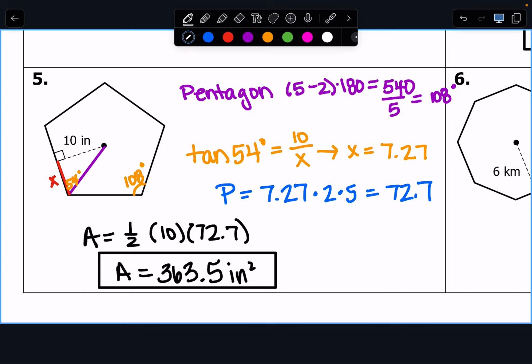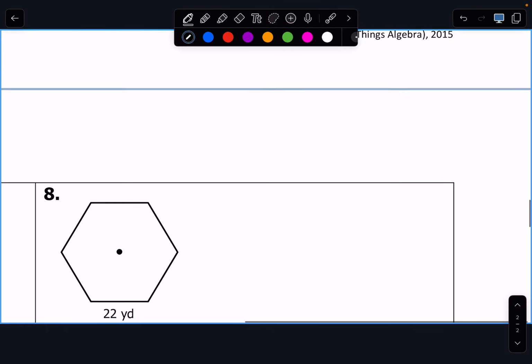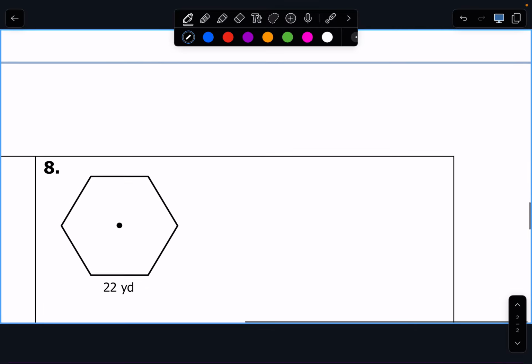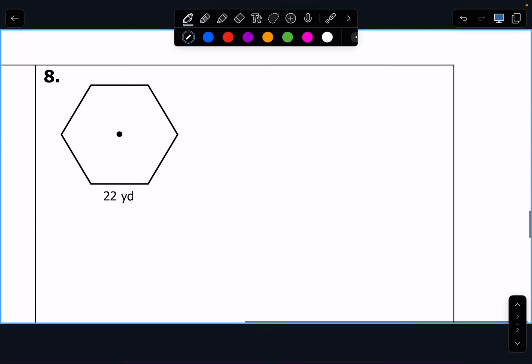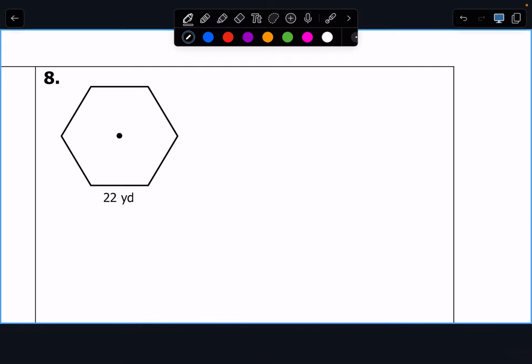Okay. We need to look at 2 more types of problems, okay? Go to the next page, and I want to look at number 8. Because in number 8, we know the side length. Hey, that's cool. I know my perimeter right away, right?